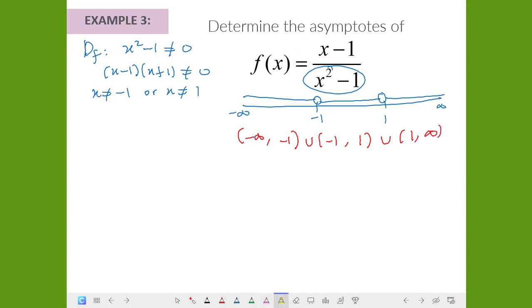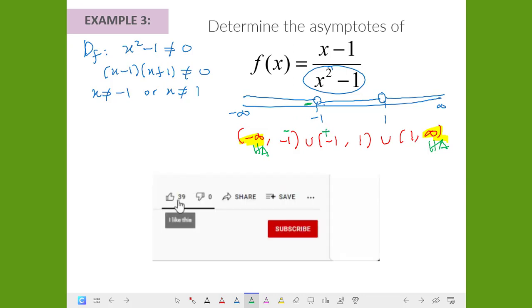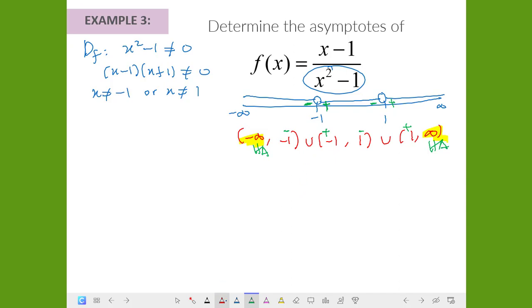So this one is negative infinity. Maybe this one is a horizontal asymptote. And here, negative 1 from left, negative 1 from right, 1 from left, 1 from right. Maybe these are vertical asymptotes, if any; we have to check. So try to check: substitute and find the limit.